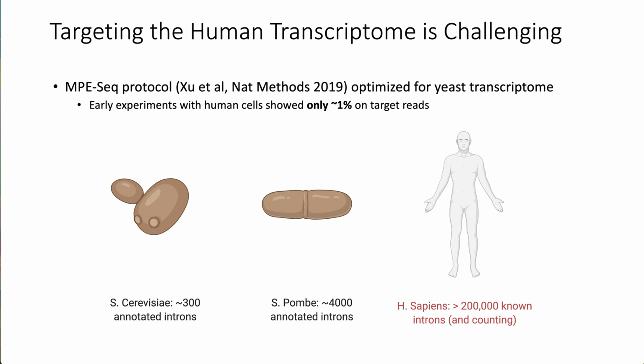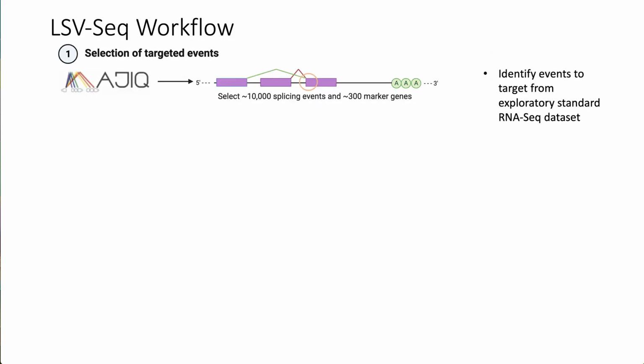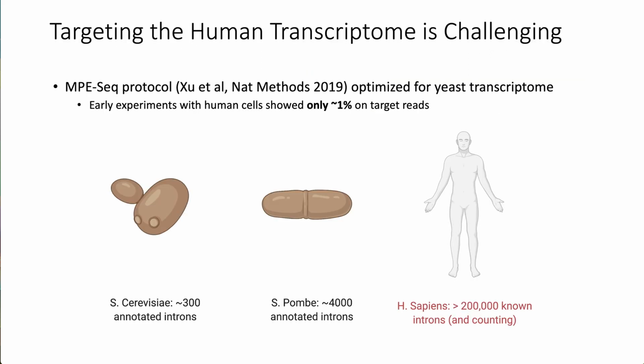Early experiments, however, showed that targeting the human transcriptome using LSV-Seq was challenging. When we tried to use the MPE-Seq method optimized in yeast directly in human cells instead, we found we only recovered about 1% of reads targeting events we actually wanted to capture. This makes sense since yeast have much fewer splicing events in general and lower transcriptomic complexity compared to humans.